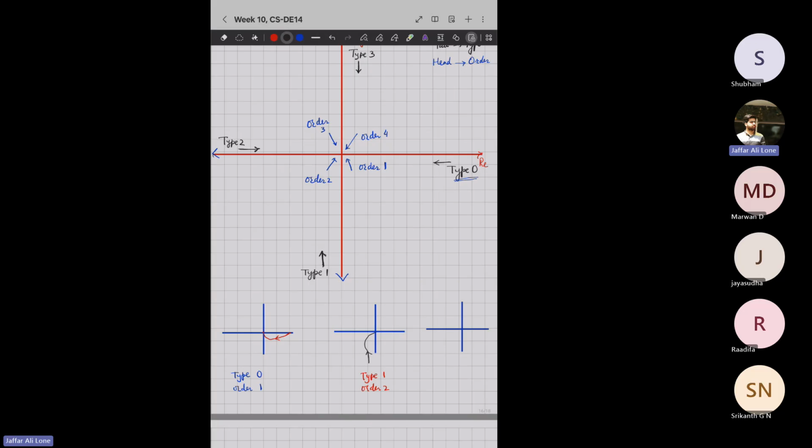Now, if I have type 0 but order 2, then my polar plot will start from here and converge here. So this is my type 0 and order 2.